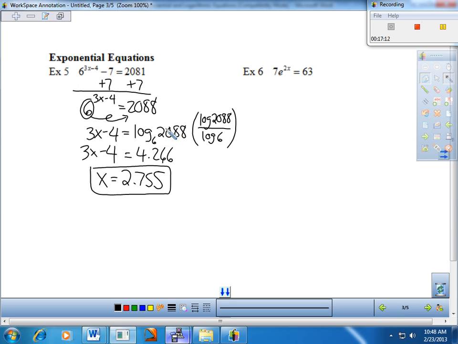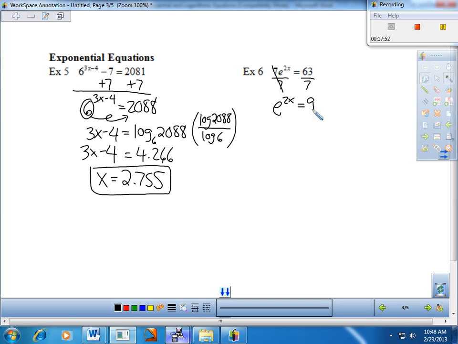All right, good one. Let's do 6. Another base e. So this one I think works out pretty nicely. I've got my e to the 2x. There's the issue. The x is part of the exponent. Let's clean it out. But first order of business, guys, let's divide by 7. Again, just isolate the power. That's the key. Those are going to cancel. e to the 2x equals 9.